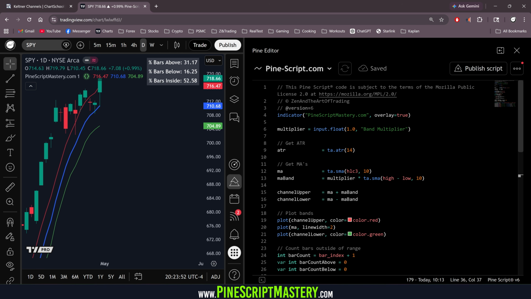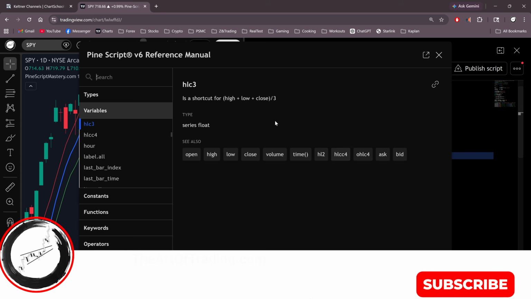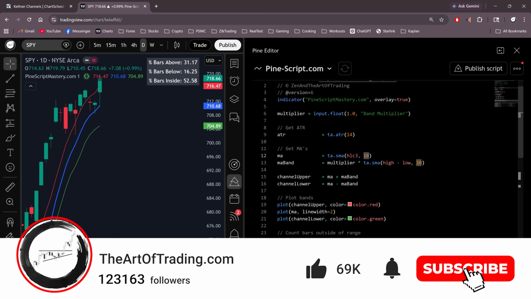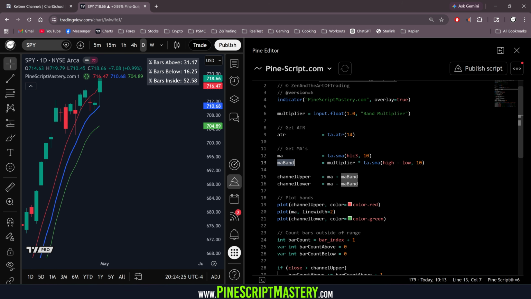So if I bring up the Pine editor, let's just focus on this code here. Here I'm getting the SMA of the high-low-close average, so high plus low plus close divided by 3, over the past 10 bars. I have a multiplier input here. It's set to 1 by default. So by default, the moving average band is 1 multiplied by the SMA of the high minus the low. This gives us the high-low range over the past 10 bars.